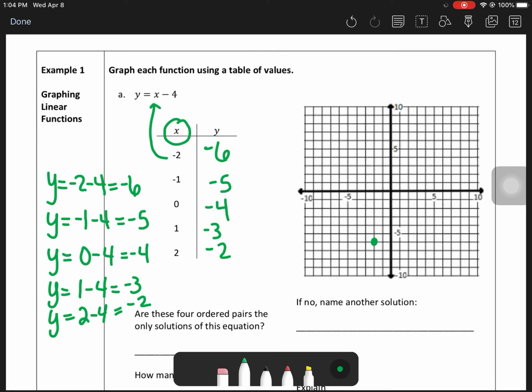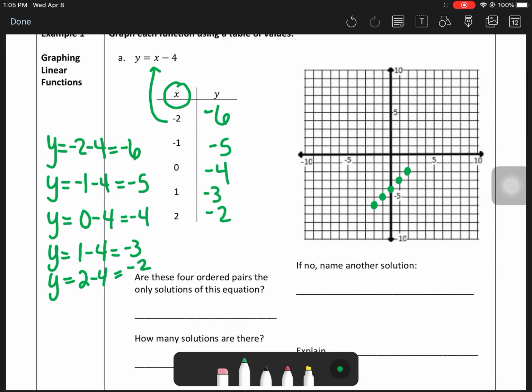Back to the origin, go 1 left and 5 down. Back to the origin, we're not going to go left or right, we're just going to go 4 down. Back to the origin, we're going to go 1 to the right and 3 down. And then back to the origin, we're going to go 2 to the right and 2 down.